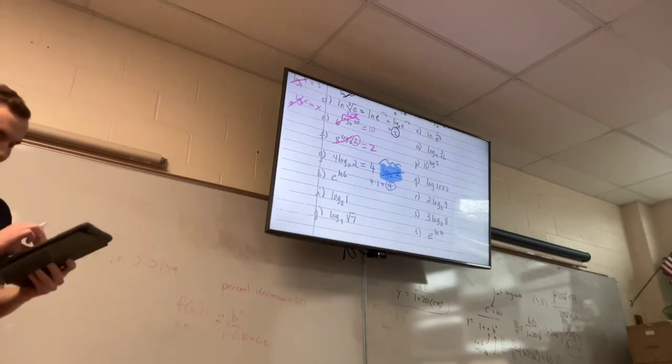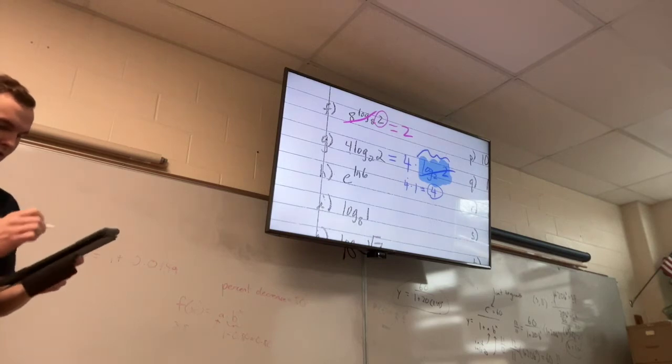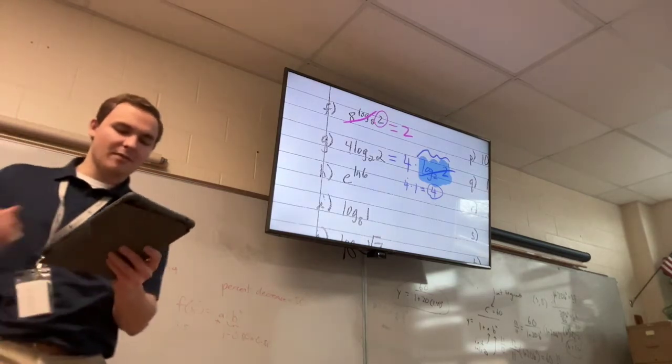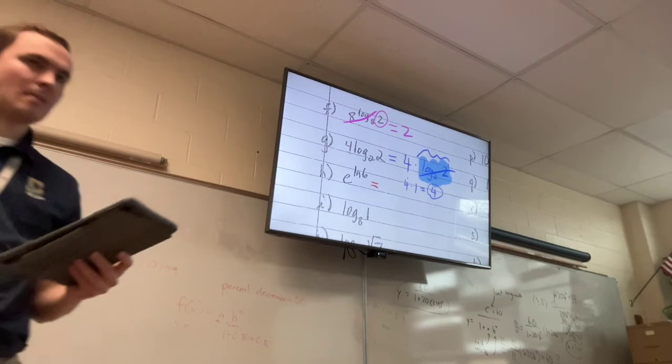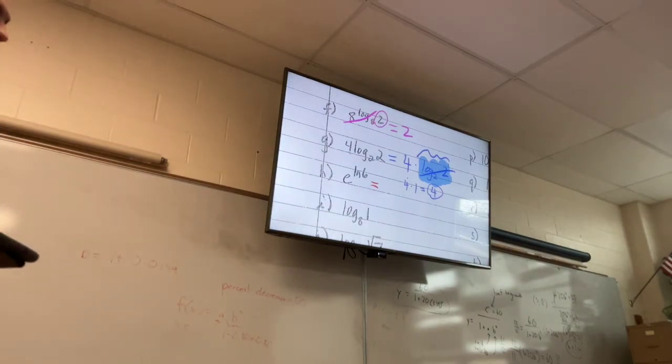All right. Let's remember what ln means for this next one. What's this next one equal to? e to the ln 6. It's called natural log. e to the natural log of 6.